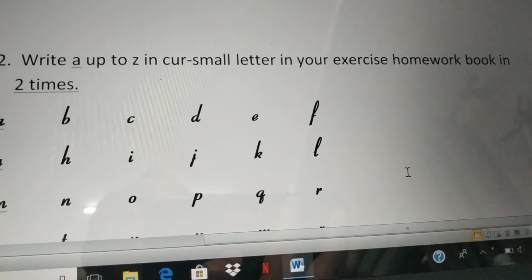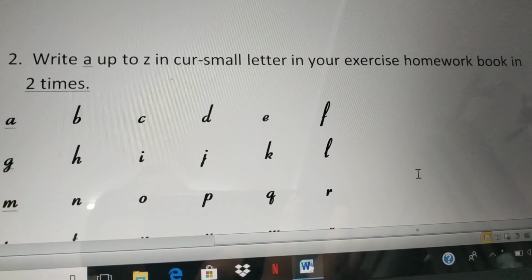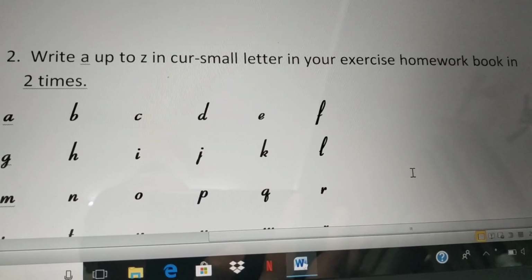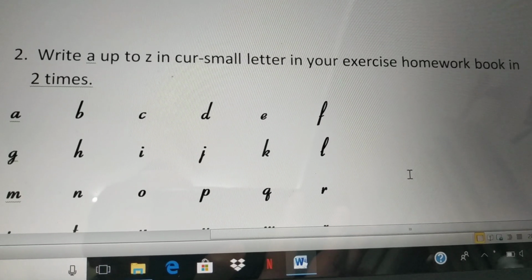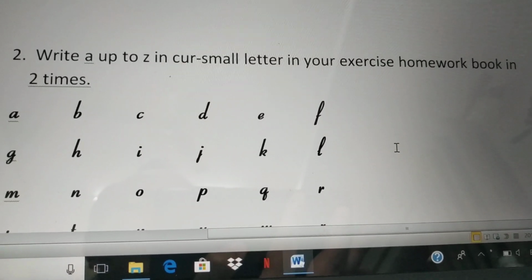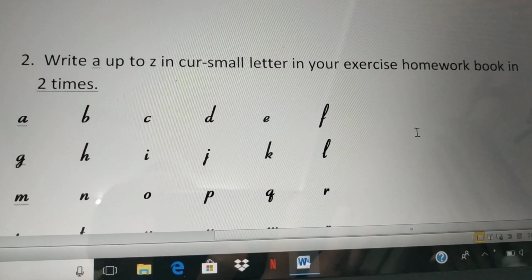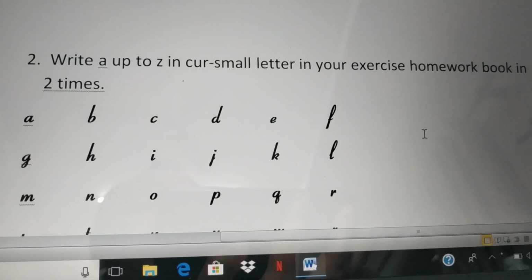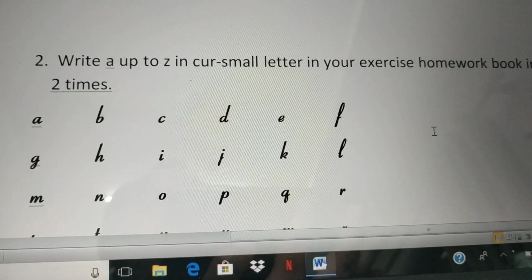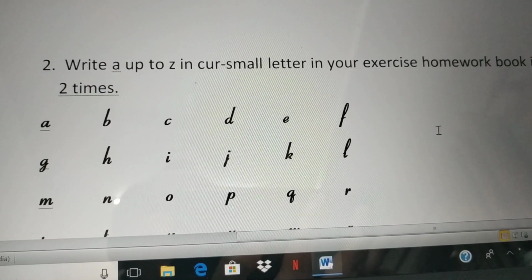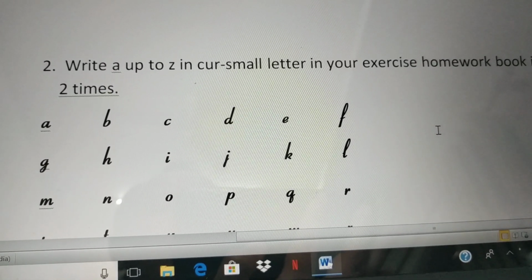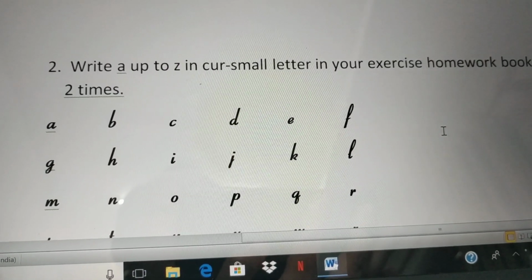Write A up to Z in cursive small letters in your exercise homework books two times. Question number two. Write A up to Z in cursive small letters in your exercise book two times.